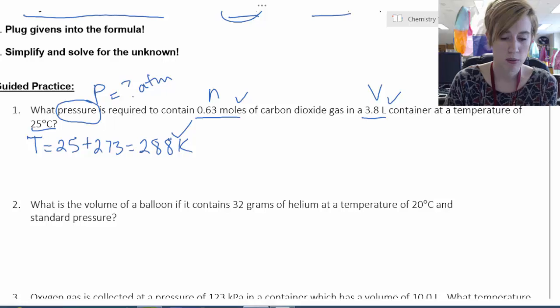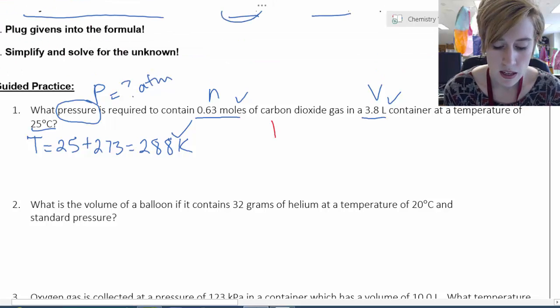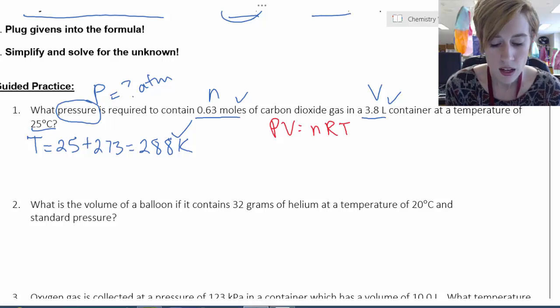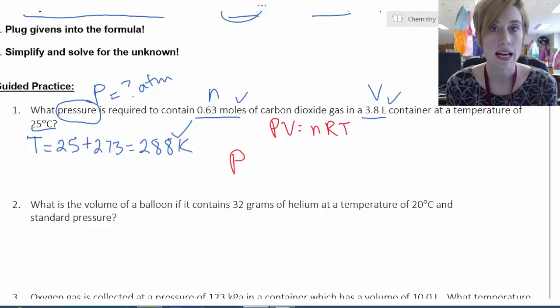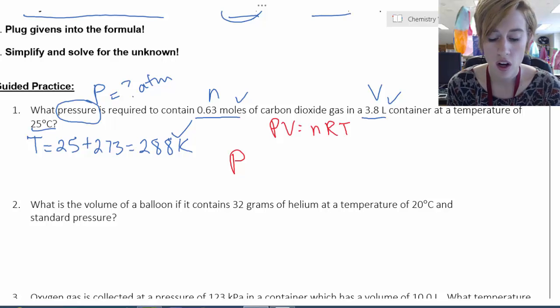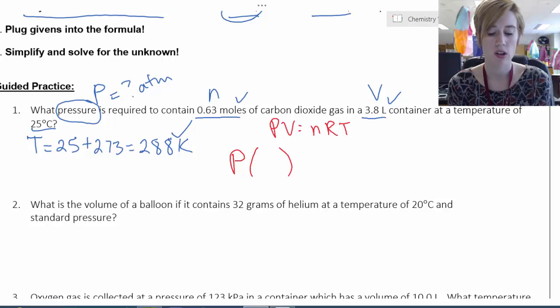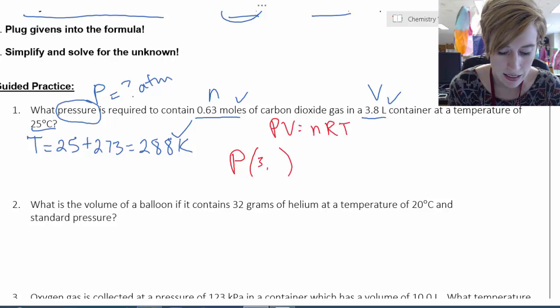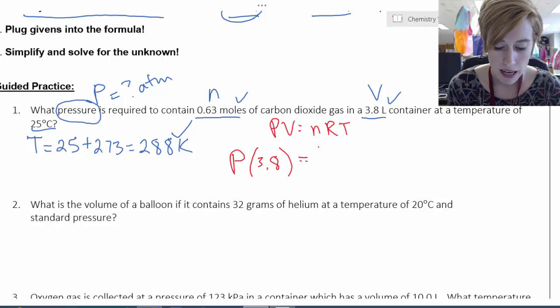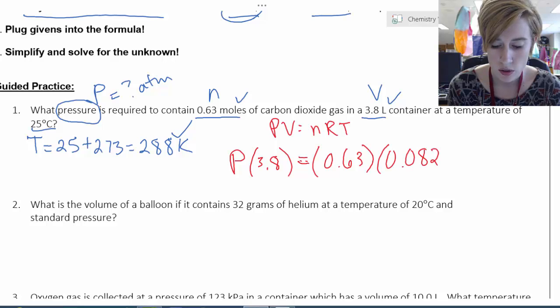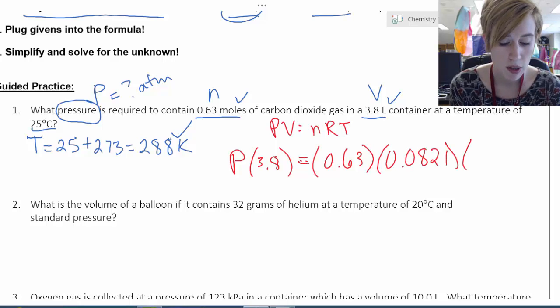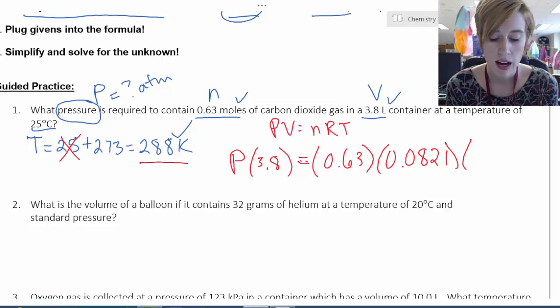So let's plug the givens into the formula. Let me write out my formula again so you can see it. PV equals nRT. P we don't know, so I leave it as P because I'm looking for that. All of these variables are being multiplied by each other, so I'm going to put brackets here. My volume is 3.8. My N was 0.63. My R is always 0.0821. And my temperature, remember, I converted it, so I'm not using 25, I'm using 288.